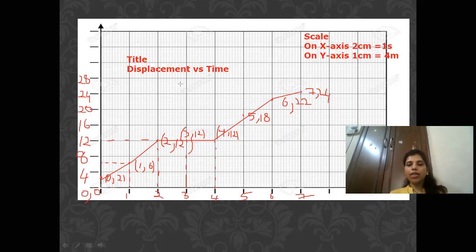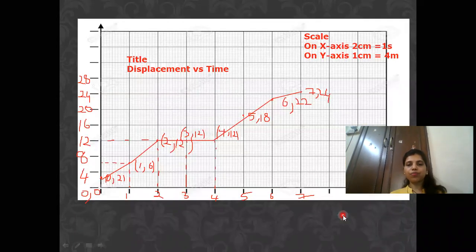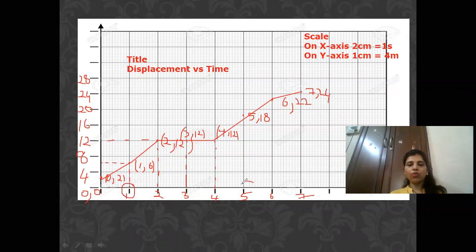Okay, children. Now after that, you have to understand what they have asked you. Once your plotting is done, you have to find out whatever they have asked. So they have said total distance traveled in the interval 1 second to 5 seconds. So 1 second to 5 seconds. And so you can see from 1 second, that means from here, to 5 seconds, what is the total distance traveled?